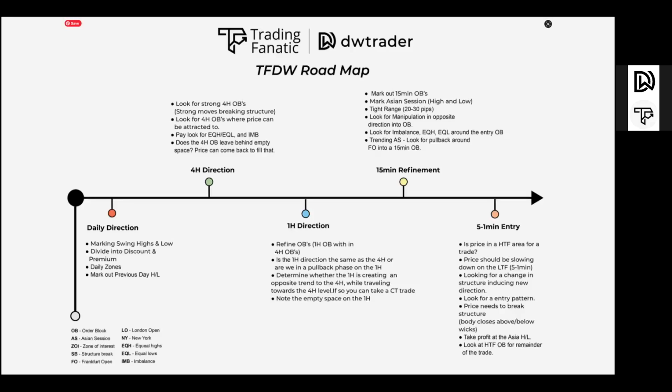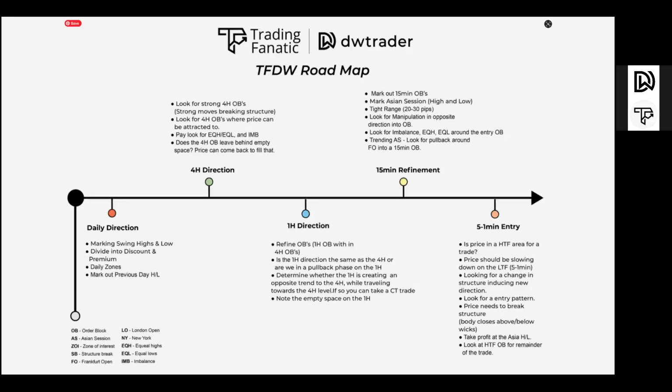Just imagine this now. We are at the 4 hour order block and we want to take profit at the 4 hour order block as well. But we've entered on a 5 minute or a 1 minute order block. We can still take profit at the 4 hour order block.